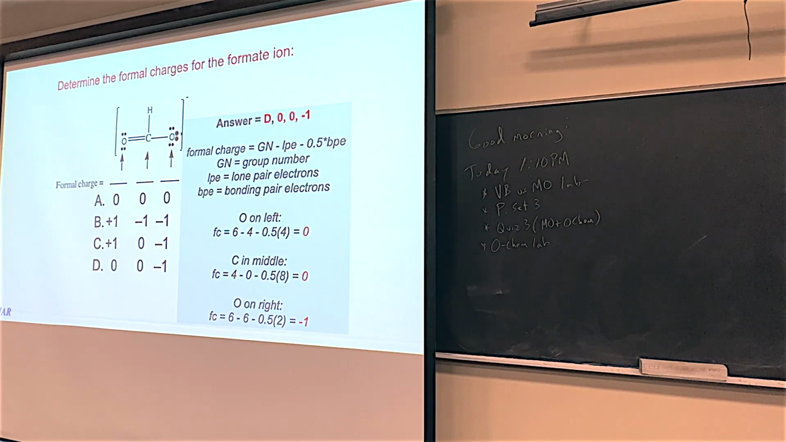Something has to be -1. The formate ion has a charge. So you don't want to have everything be 0, but in this case, that's going to be there. Now, Clifford was just asking about the bond order, which is cool.